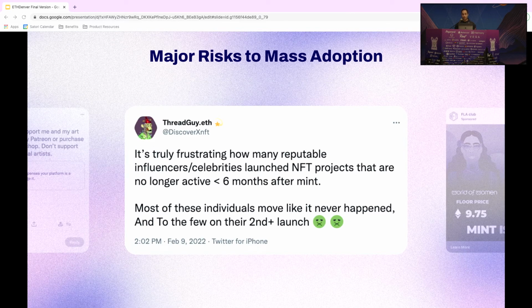Anonymity in the space allows for projects to just be left behind. Cash grabs are happening daily. It's really sad what's happening right now in the NFT space. A lot of influencers who haven't been identified are spinning up projects every couple of weeks and going after some of the newcomers to the space.